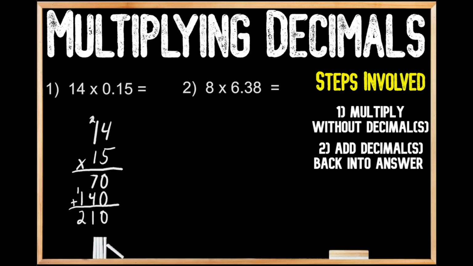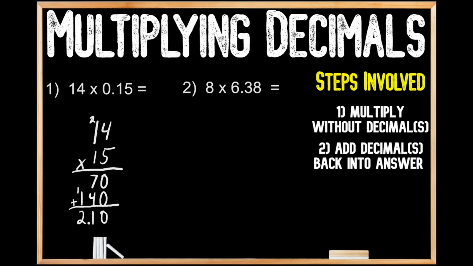Now we're going to move on to step number 2, which is to add the decimals back into the answer. The way that we're going to do that is looking up above here, we can see that in 15 hundredths we have 2 digits to the right of the decimal place. So we need to make sure that in our answer down below we have 2 digits to the right of the decimal place.